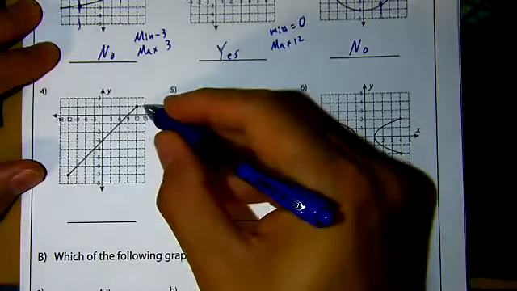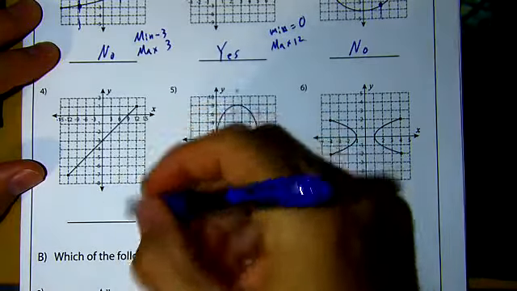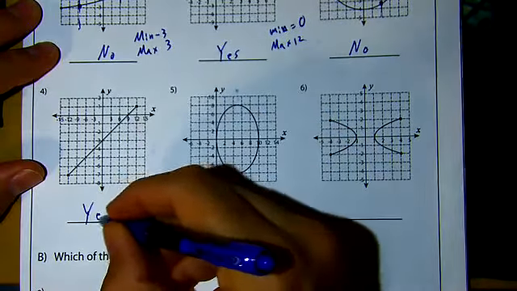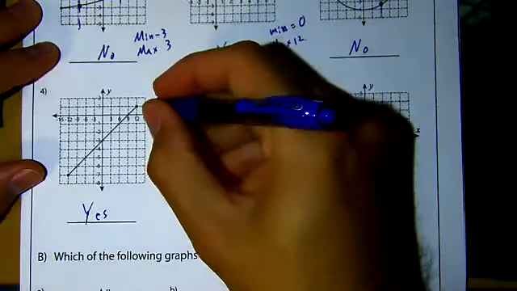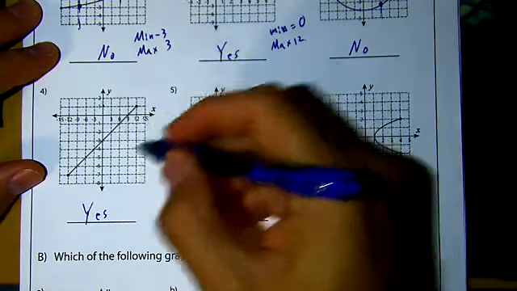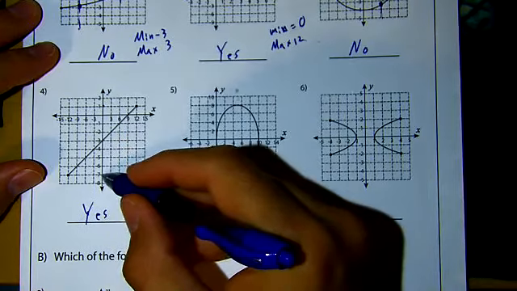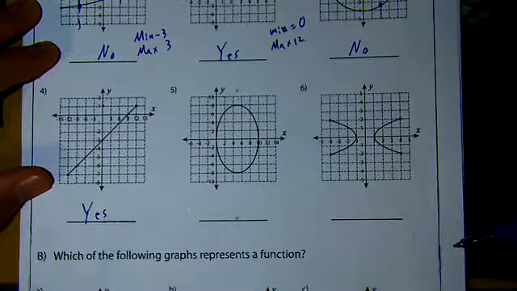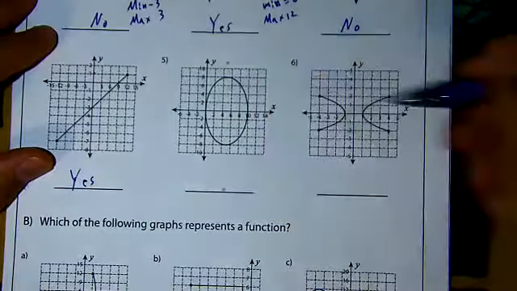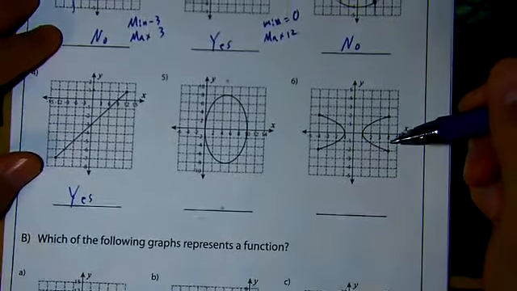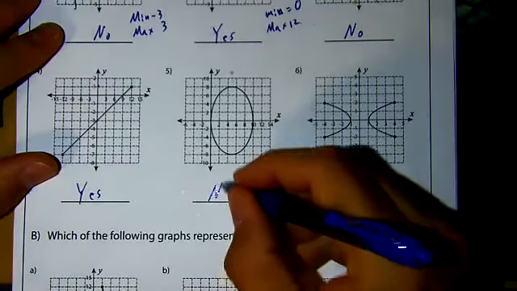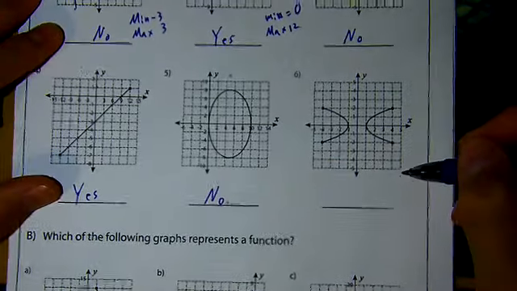Okay, this is a linear equation. It doesn't go straight up and down, so it's a yes. Maximum would be 1, minimum would be -7. Again, it's a closed shape, comes back on itself. It's always going to be a no. We won't talk about min and maximum anymore on those.